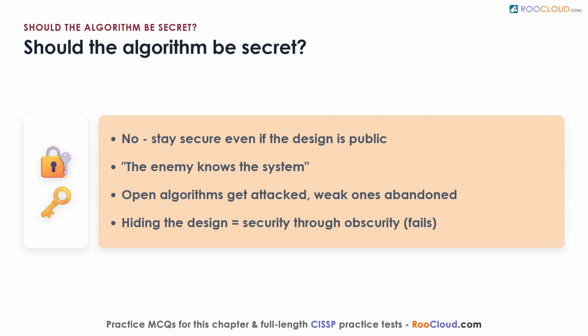Publishing an algorithm invites the whole community to attack it, and weak ones get exposed and abandoned fast. The opposite habit, hiding the design, is called security through obscurity, and it tends to fail the moment someone peeks. Trust the lock, not the fact that nobody has seen the blueprint.